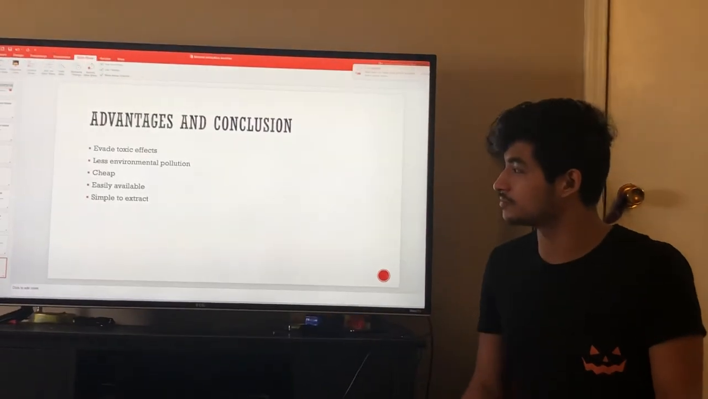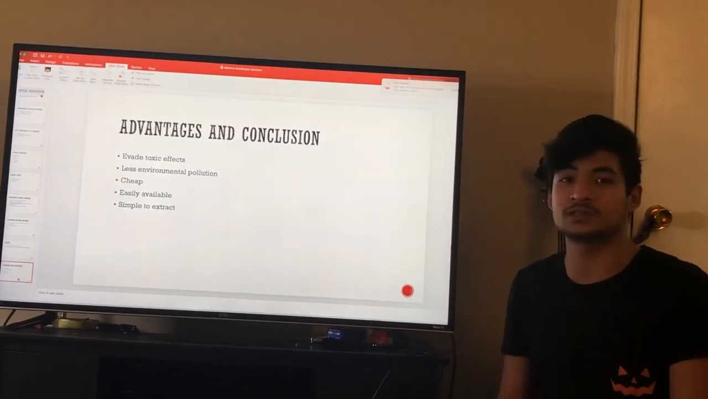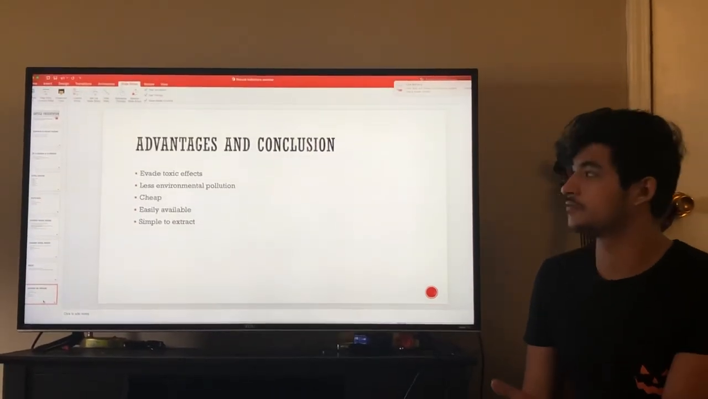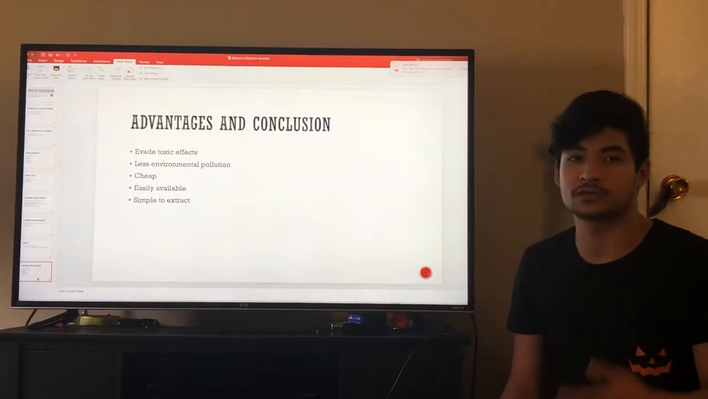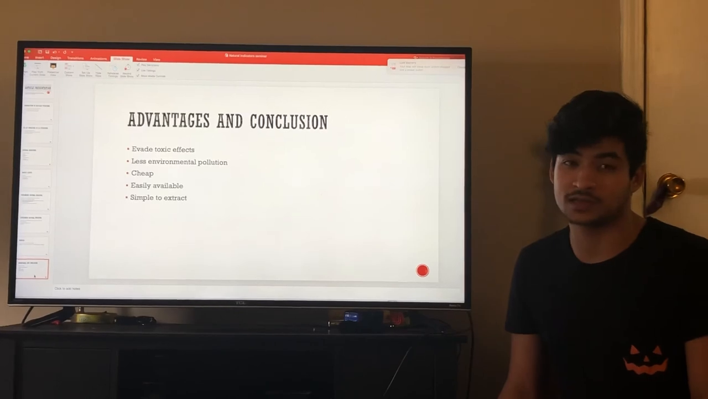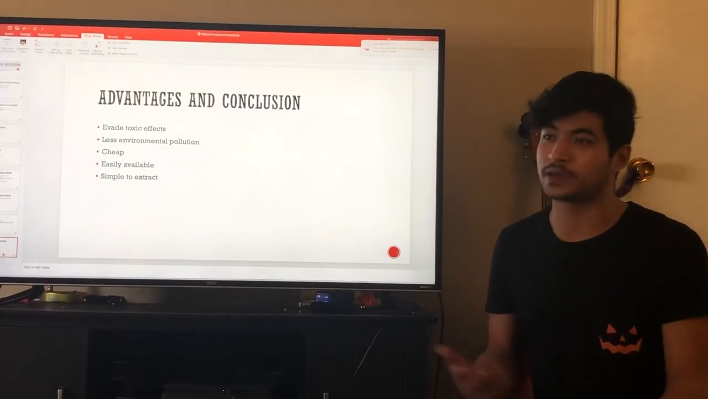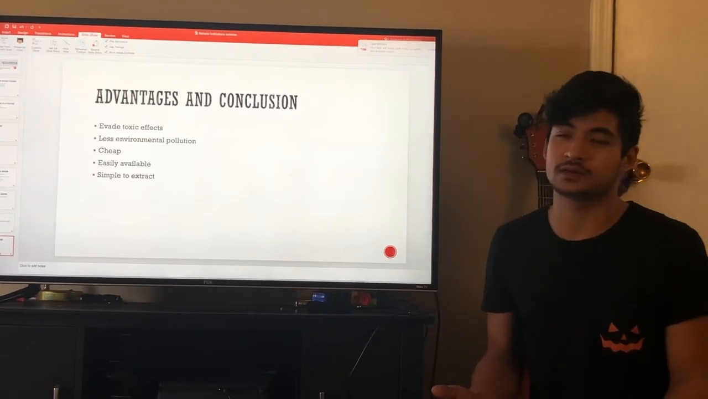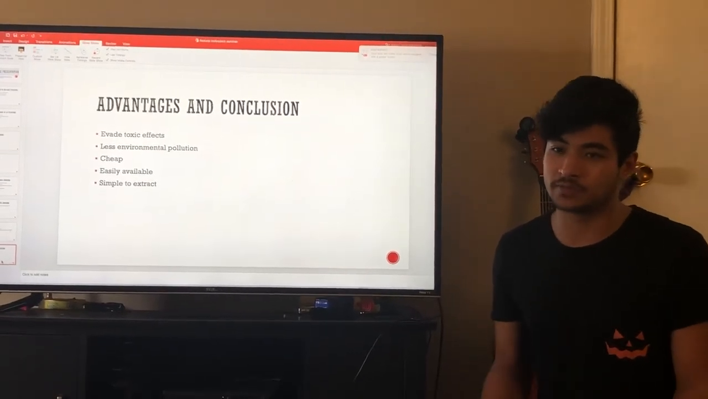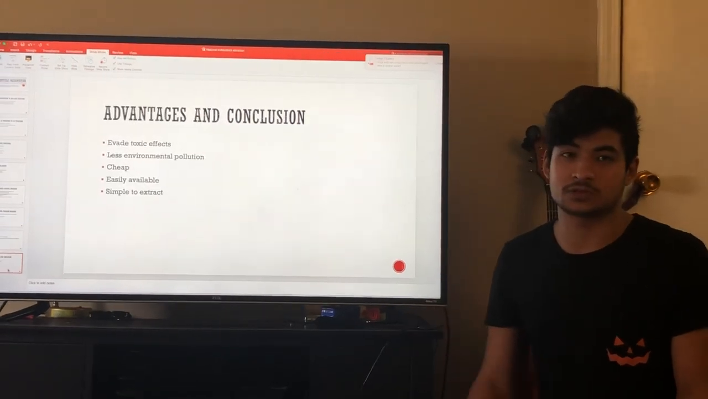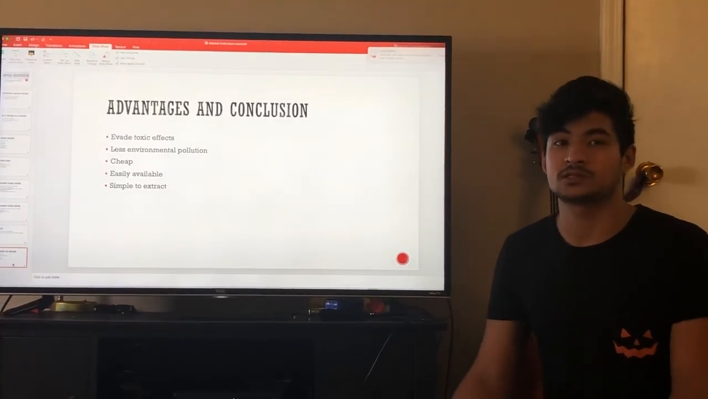And I think the use of natural indicators could take over, at least for acid-base titration, it could take over the use of synthetic indicators. And in some way or form, we'll have access to cheaper, more reliable, and easier sources of indicators for acid-base titrations.